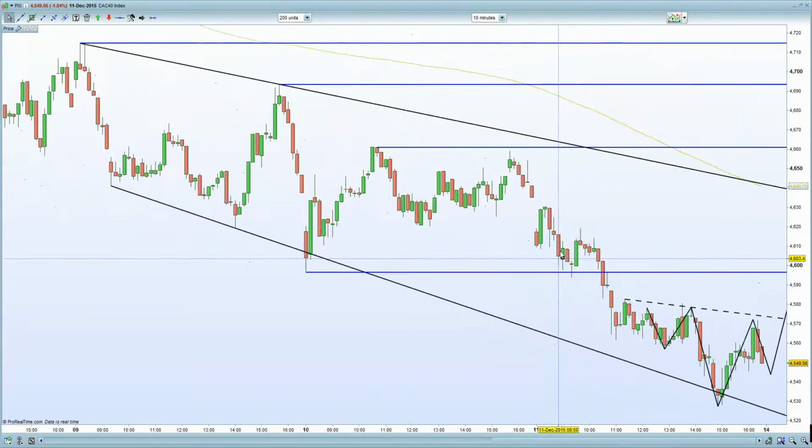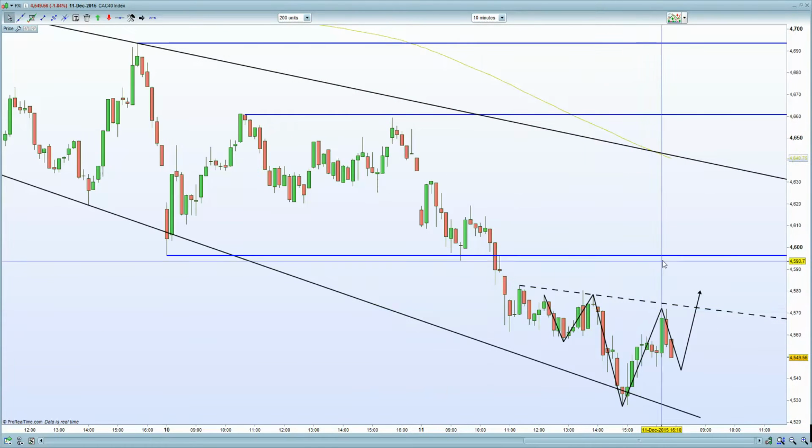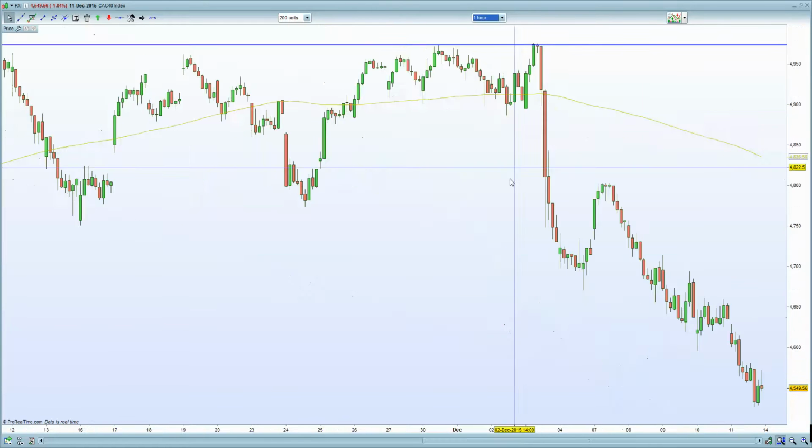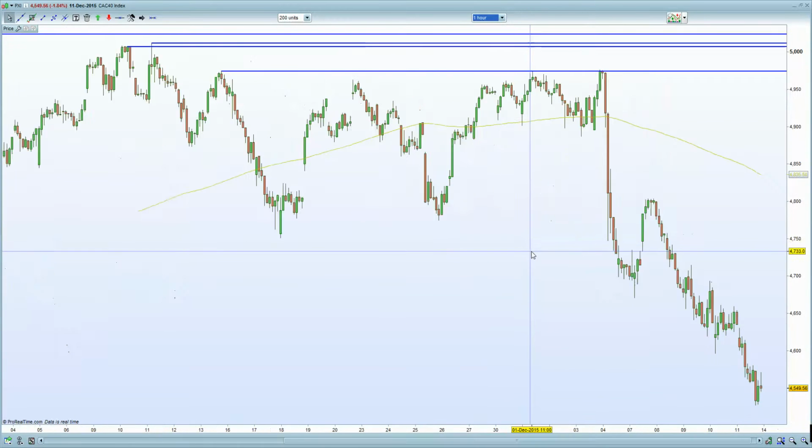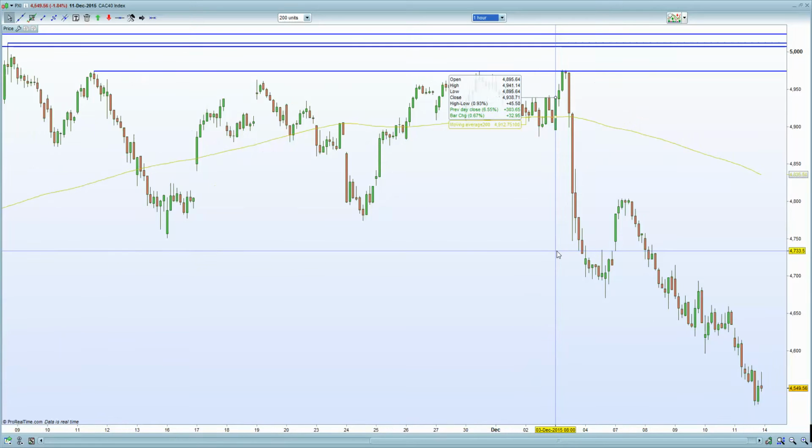Now, bringing up the CAC 40 on the 10-minute chart, same type of pattern, inverted head and shoulders target. You are looking at 4,600 on the upside. Bringing up a 60-minute chart of the actual CAC itself, and you certainly seem to be making lower lows and lower highs, and therefore you are expecting a bearish price action at this current juncture.